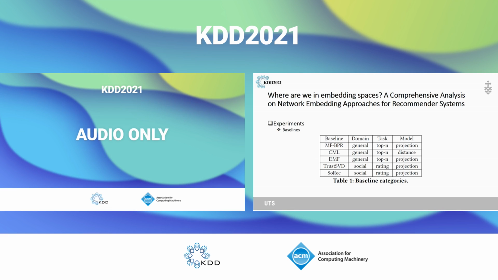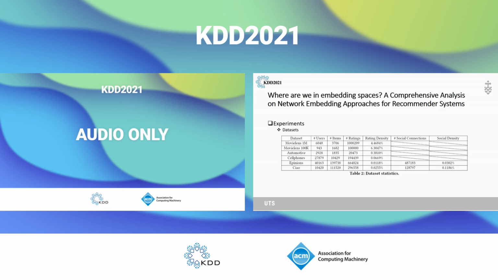MFBPR is a well-known matrix factorization-based method. CML, which stands for Collaborative Metric Learning, is a metric learning-based general item recommendation model. DMF, which stands for Deep Matrix Factorization, is a model that incorporates matrix factorization and deep neural networks. TrustSVD and SoRec are two social recommendation models based on matrix factorization.